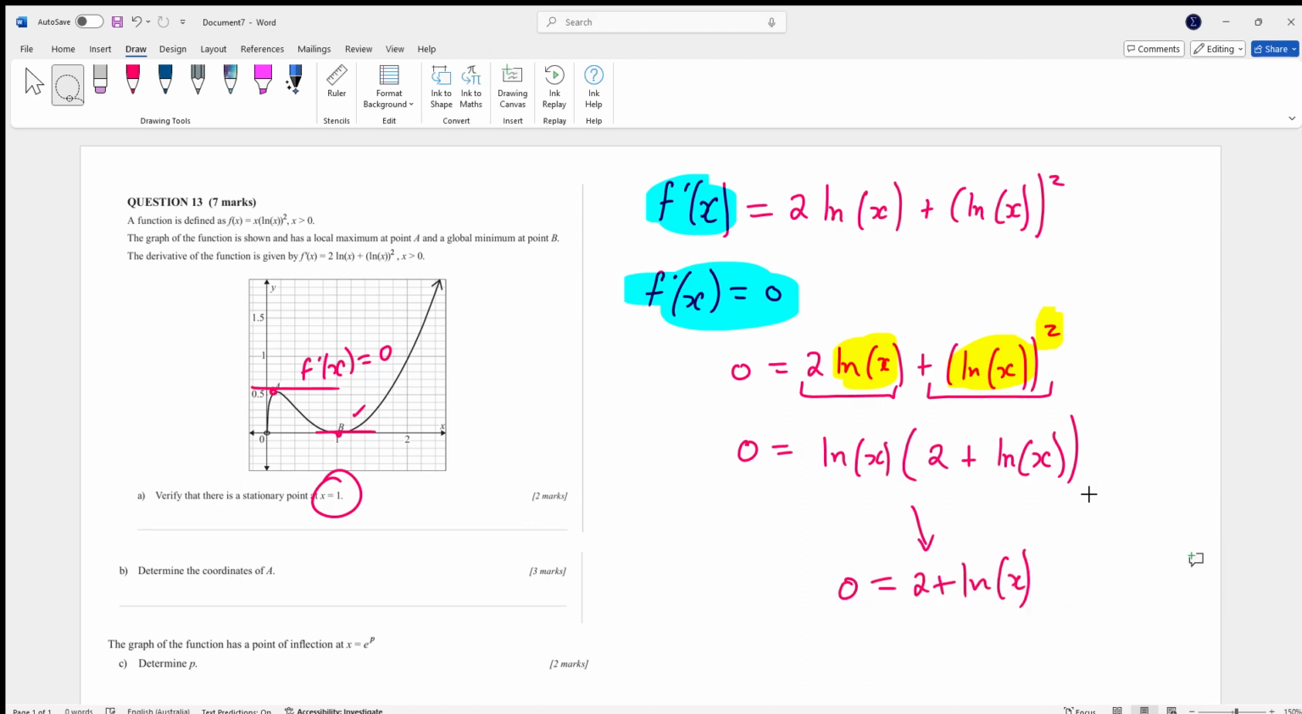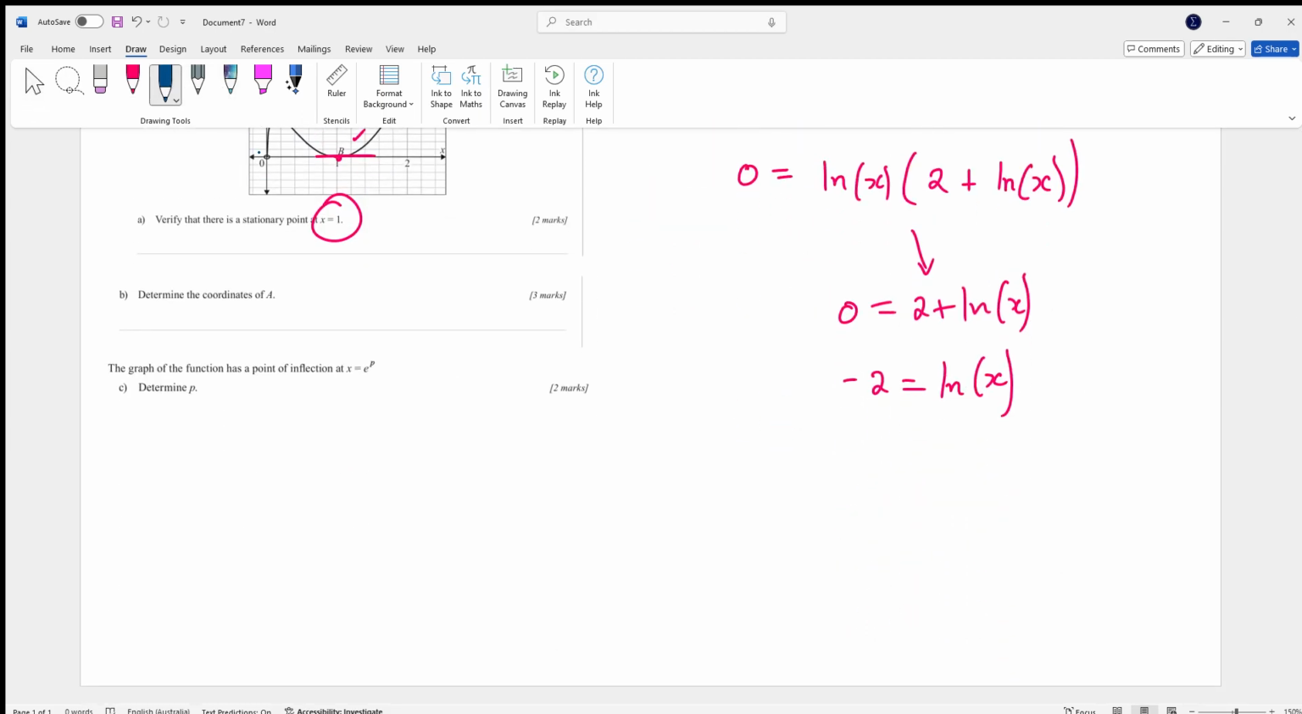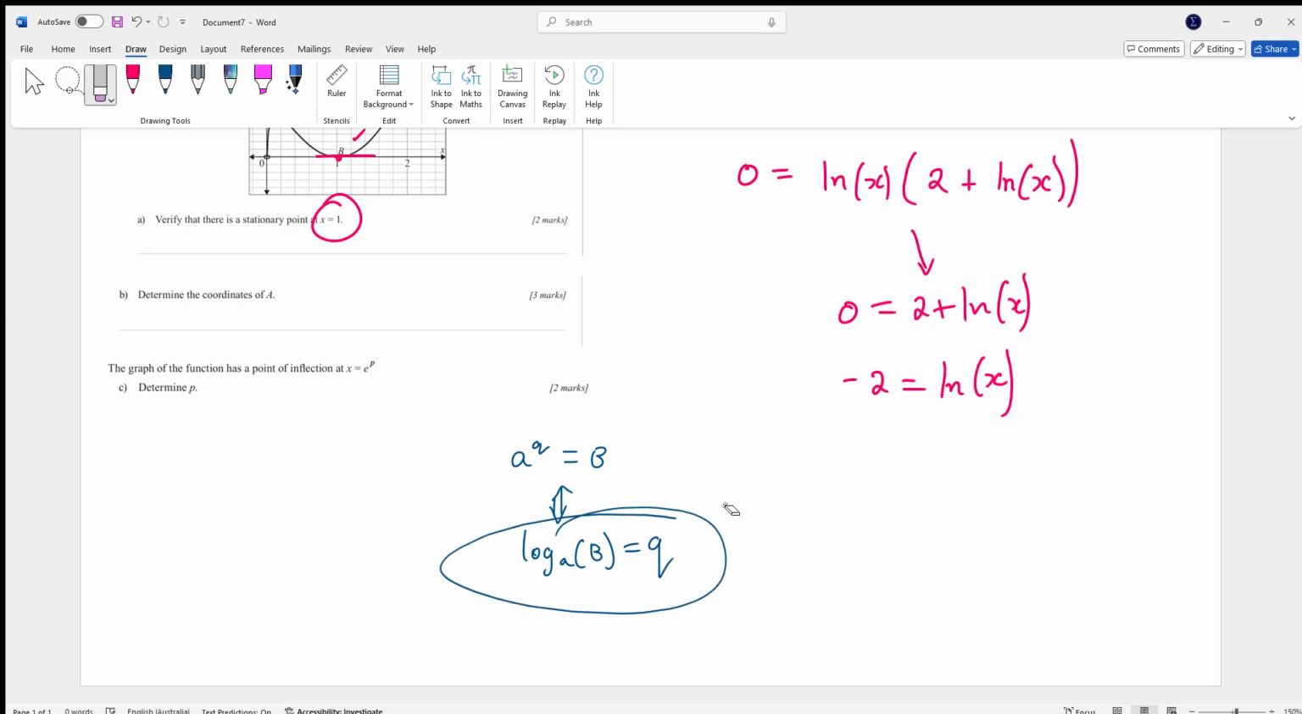You would probably still keep that working. I've just rubbed it out because I'm running out of room. Here, you would move the 2 to the other side, so you have negative 2 equals ln of x. Now, if you're wondering how I rearranged that first equation just before, what we've got to understand is you can switch from an exponential form back and forth to a logarithmic form. Now, the reason why we're switching between the two of them is because our unknown is inside the log, so we want to go from this format to this format here. Now, ln is a log base of e, so we would write this as e to the power of negative 2 equals x. So that is the x value for coordinate a.